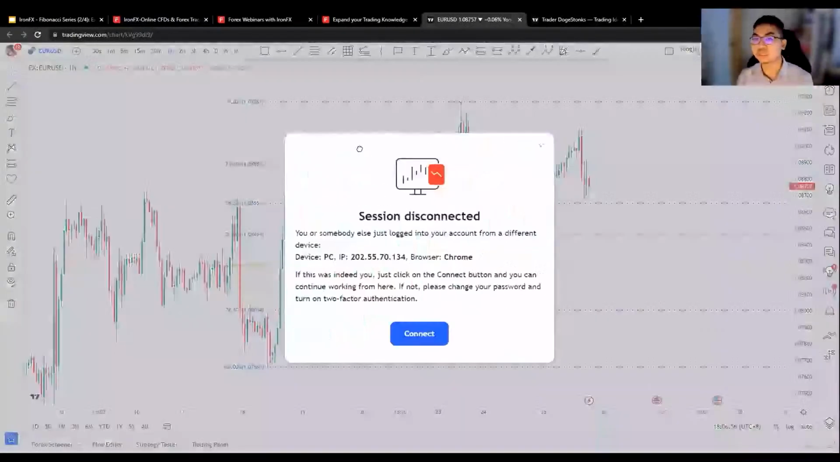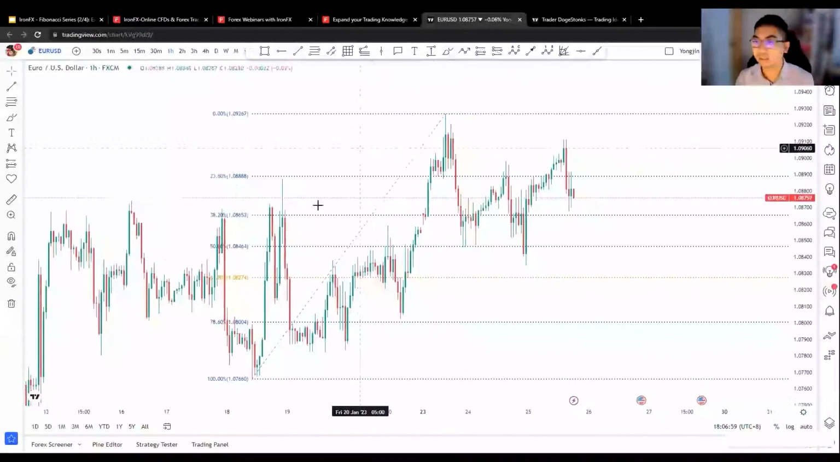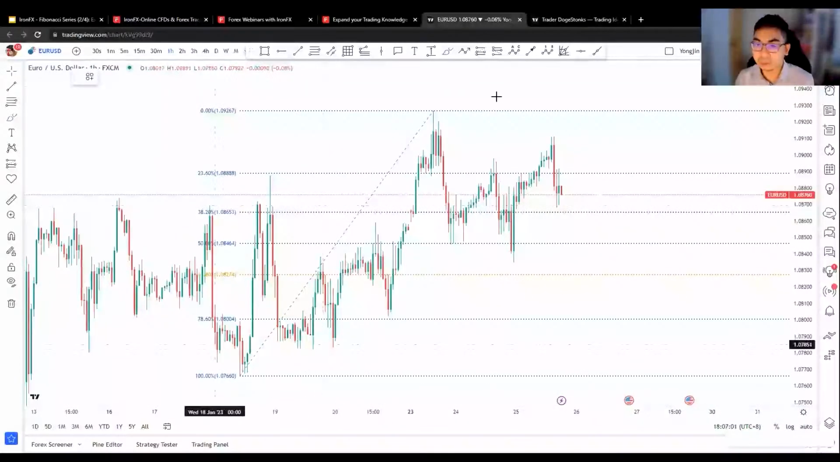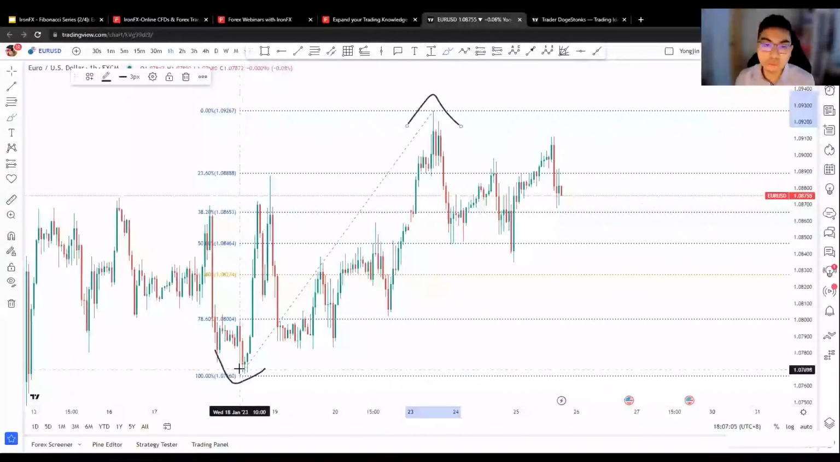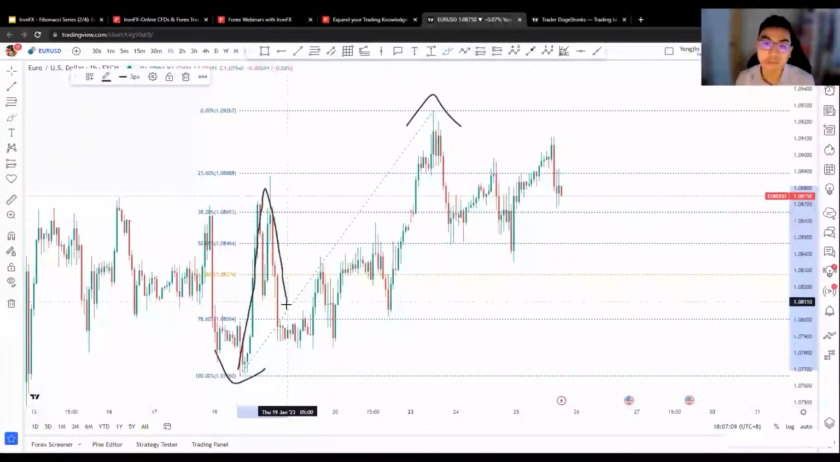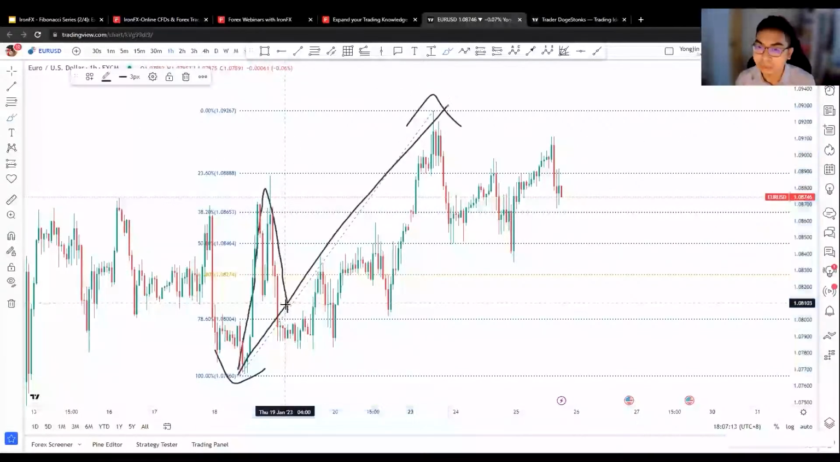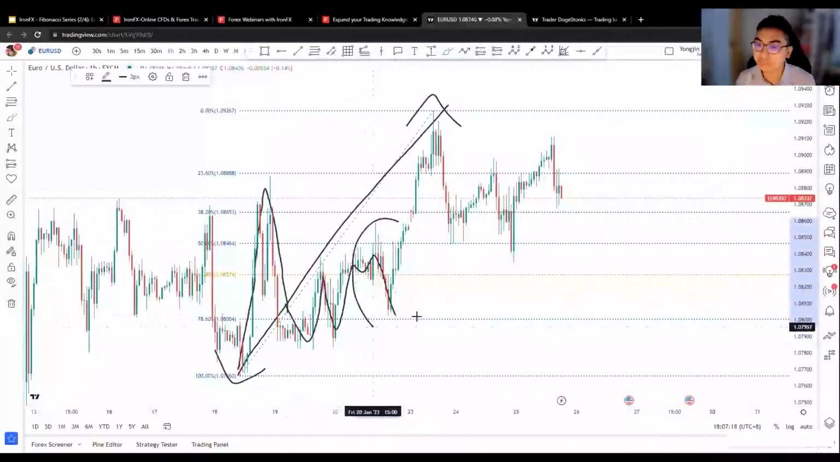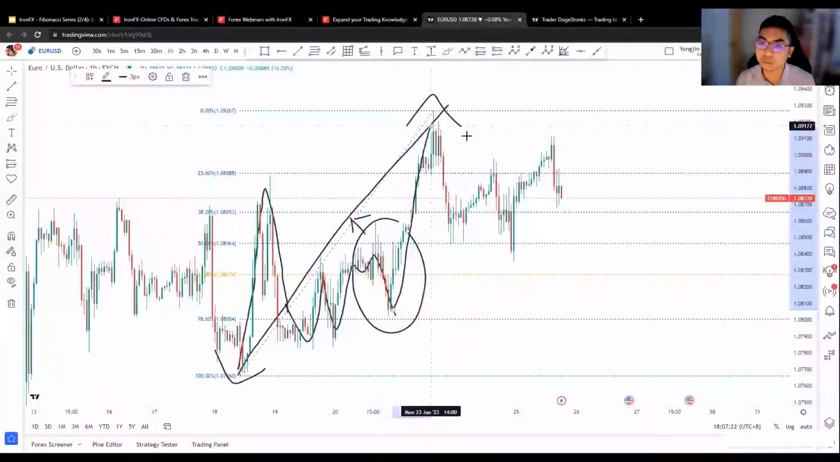I'm not sure why this keeps disconnecting. If you draw from the bottom to the top, you notice that the Fibonacci deviates very far away from this trend line to the top. It deviates quite far away, and it's not even close to the Fibonacci line before it continues heading up. So this is not a clean setup. This is not the way you should be drawing.